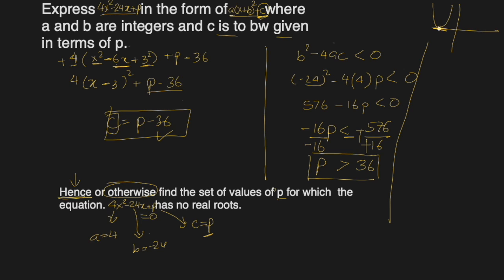The y coordinate of the vertex must be above 0 so that it does not cross the x-axis and it has some roots. For that, C is the y coordinate. In completing the square or vertex method, C becomes the y coordinate of the graph. So P minus 36, which is equal to C in that case, has to be greater than 0, and that makes P greater than 36, which we got in the other method.